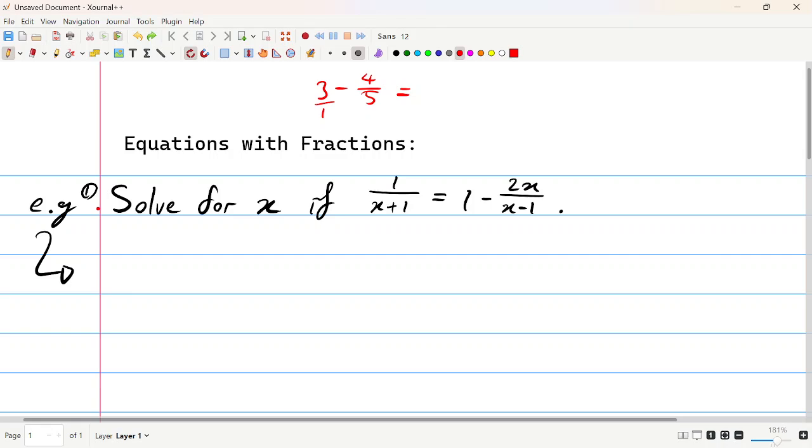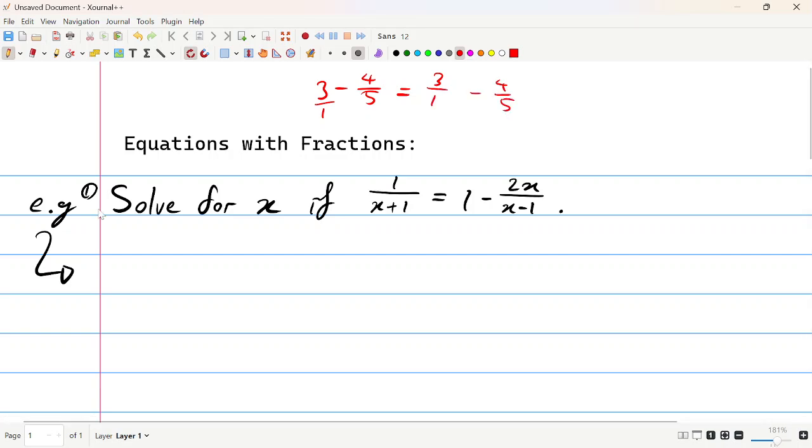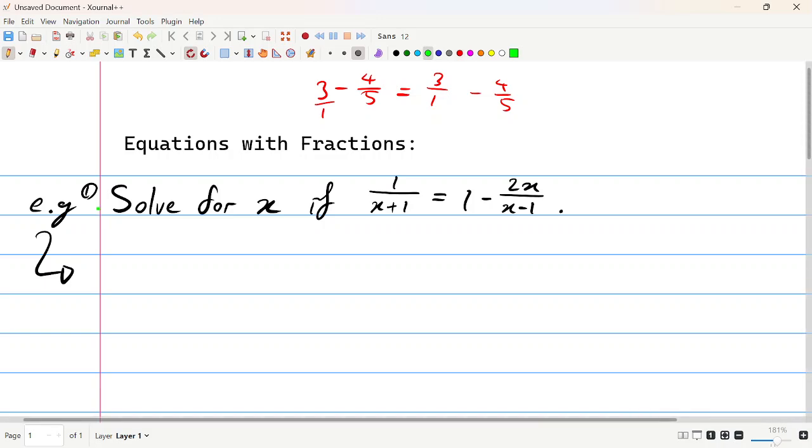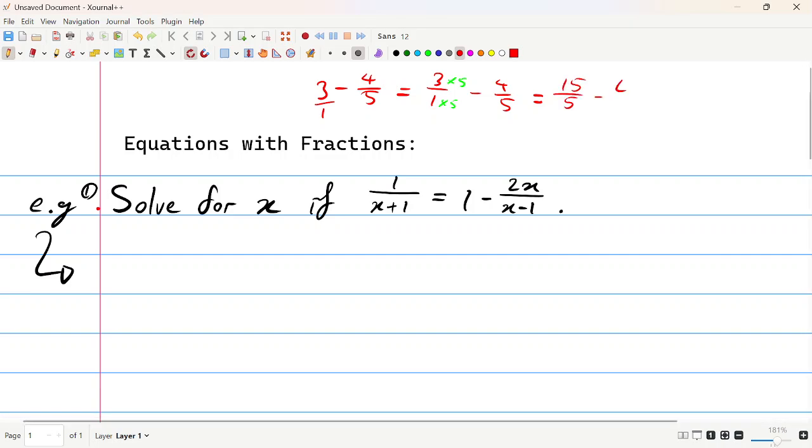If you remember, an operation in fractions is that what you do on the bottom, you do on the top. So you want this 1 to turn into 5, and how do you do that? By multiplying by 5. So if you multiply the denominator by 5, you'll also multiply the numerator by 5. Therefore, what this gives us is 3 times 5, which is just equal to 15 over 5, minus 4 over 5, and that is where we have the same denominator.